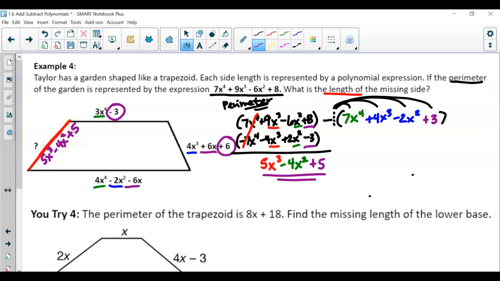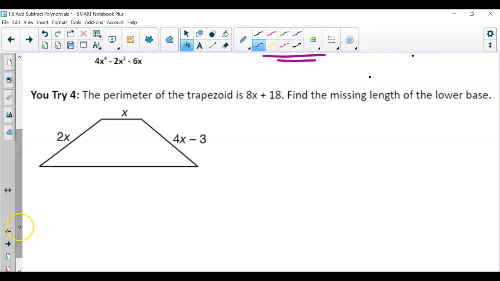Now, how could we check our work? Well, if we add up all of the four sides here, right? If we add up all four sides, what are we supposed to get? The perimeter. So you can always go back to check your work to make sure that you got the correct side here. So now go ahead and pause the video and try this last try here on your own.